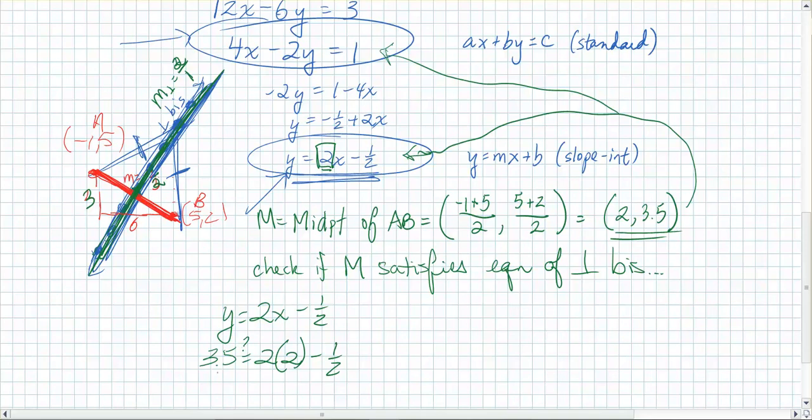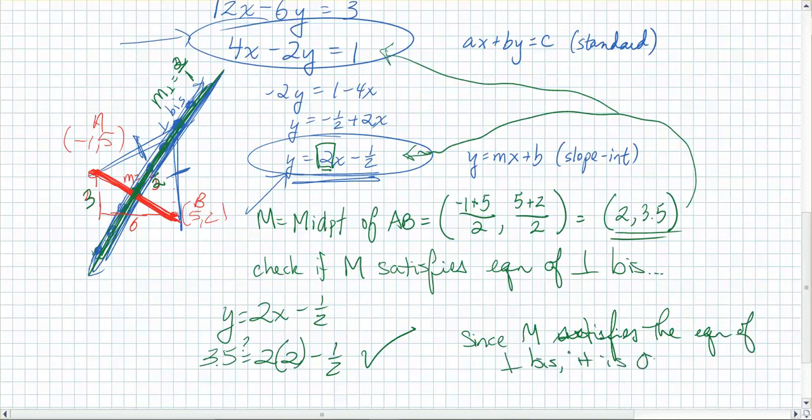So if you think about it, 3.5 does equal 4 minus a half. That's good. So since M satisfies the equation of the perpendicular bisector, it is on the perpendicular bisector. And so that's a way of verifying that it looks like we did it right.